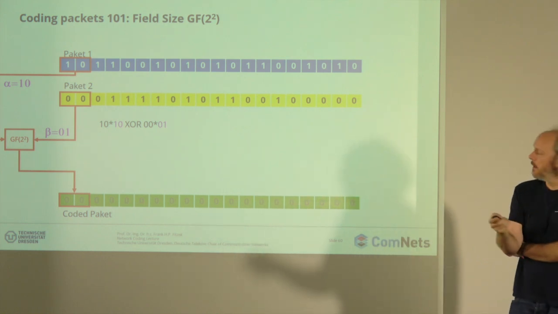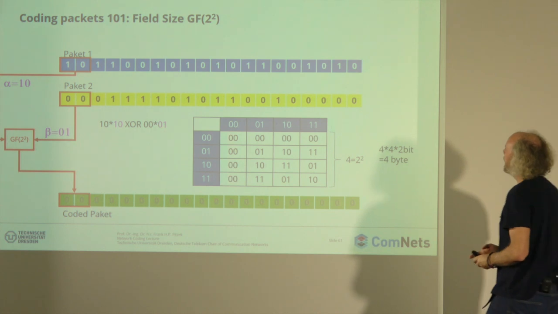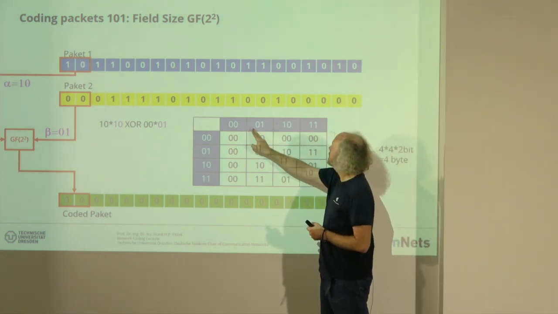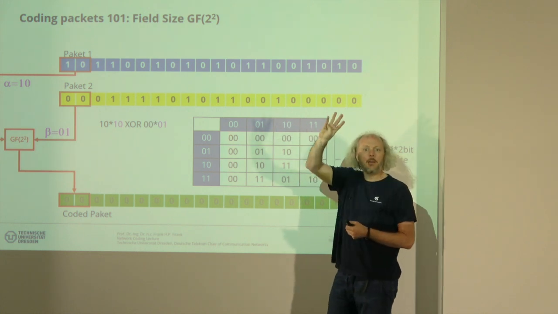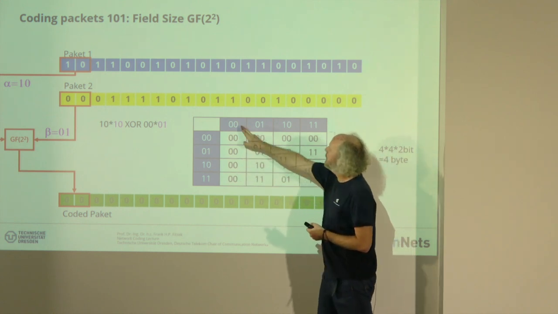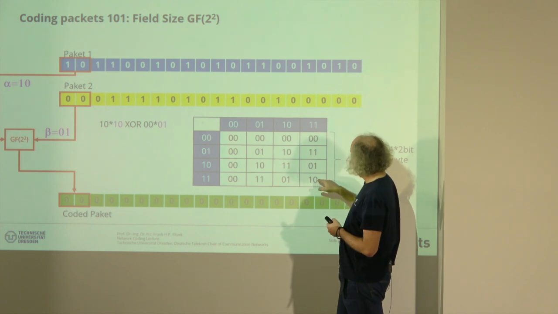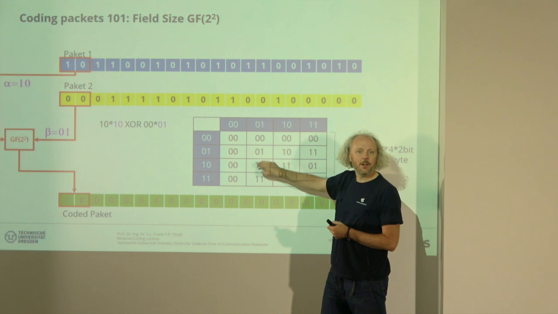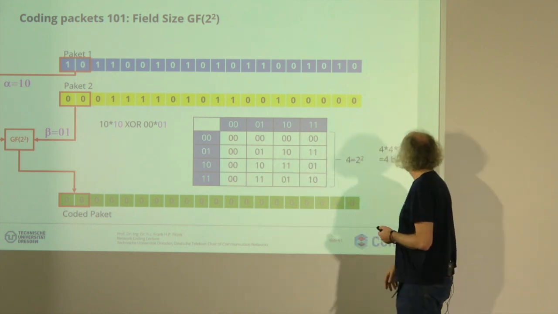If you don't know it, good news, there are some lookup tables that will tell you. And I told you, these are the elements of a field: 0 0, 0 1, 1 0, 1 1. Easy, right? 4 elements. And if you look into the result of the multiplication, maybe you should add a multiplication sign here, then you would see the elements of the field again. They're not getting bigger. Okay, then we just have to look it up, right?